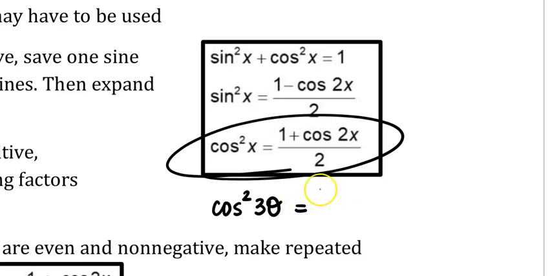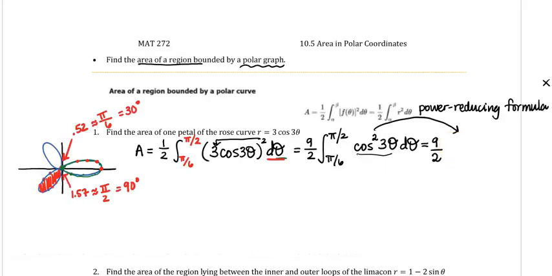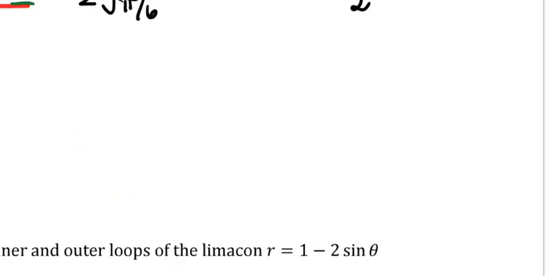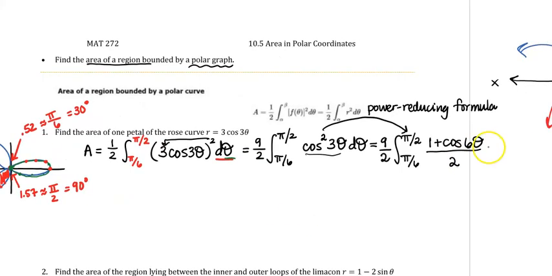So applying this formula, I would have 1 plus cosine. Be careful on the inside here. This was just x, but we have 3 theta. You have to double it in the formula, so this would be 6 theta, and the denominator stays 2. So now I'm going to replace what we had on the inside with this expression here. And we're still integrating with respect to theta. I'll go ahead and pull out the 1/2 that's in the integral from the 2 in the denominator.